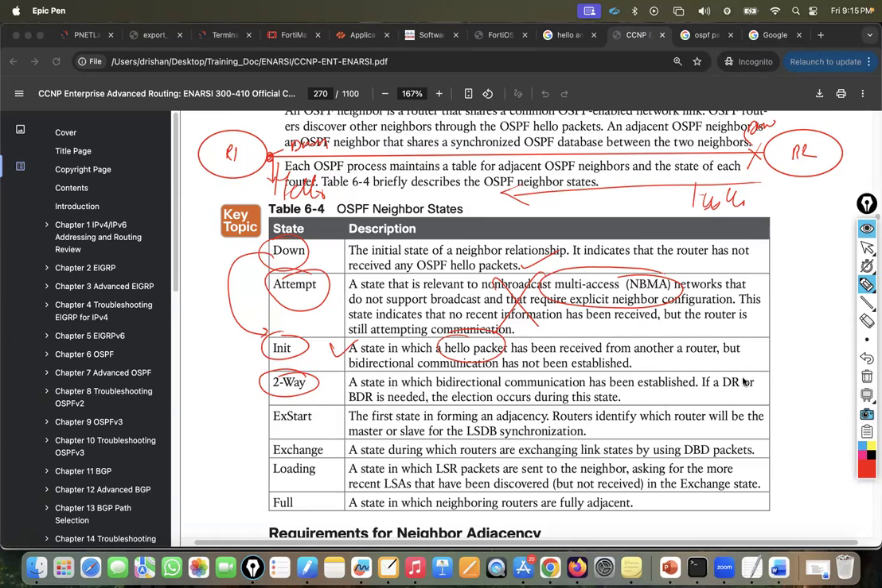They will select which is going to be my DR and which is going to be my BDR. And this DR BDR election, we have to do a detailed discussion on how DR BDR is going to be elected. I will explain after that. But for timing, understand a state where bidirectional communication has been established. If DR and BDR is needed, it is going to be elected.